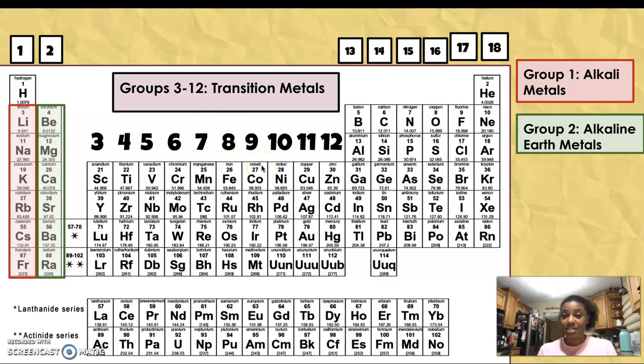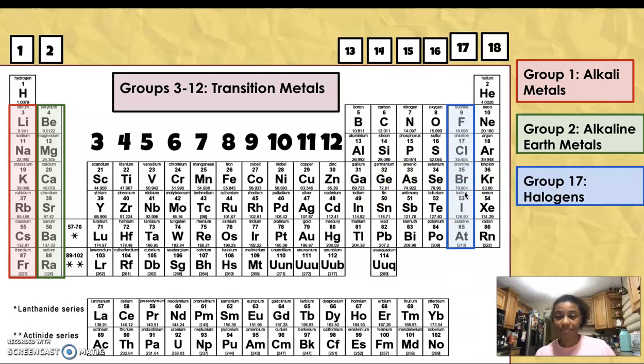Our next group that we're going to talk about is over here. We're going to talk about the halogens. The halogens are not stable. They have 7 valence electrons. They are very reactive.